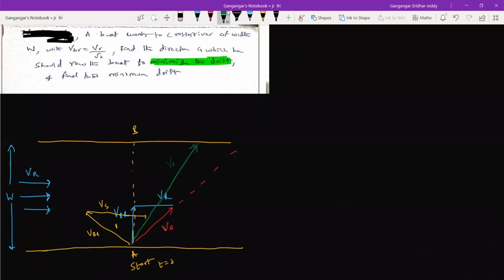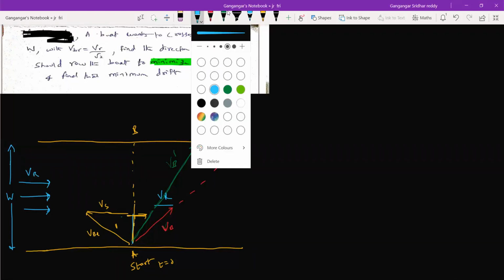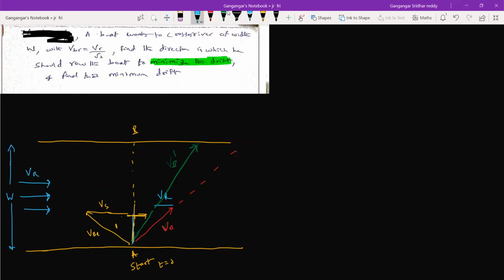Okay, now look at this one. This is VB dash. Tell me in which case it is minimum. Upstream, sir. Up the stream. Oh, awesome. I'll show things clearly so that you decide, then get into the problem. So this is VBR. This is VR.